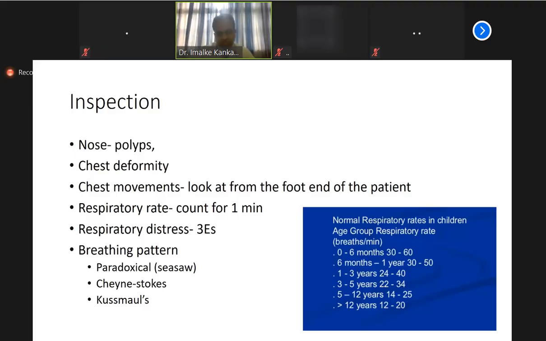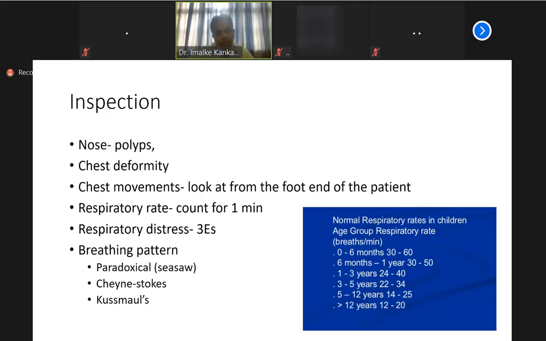So inspection, you can just flash a light into the nose because sometimes nasal polyps, chest deformities, chest movements. Go to the foot end of the child and kneel down and keep your eyes at the level of chest movements and just see whether movements are there or not, right?